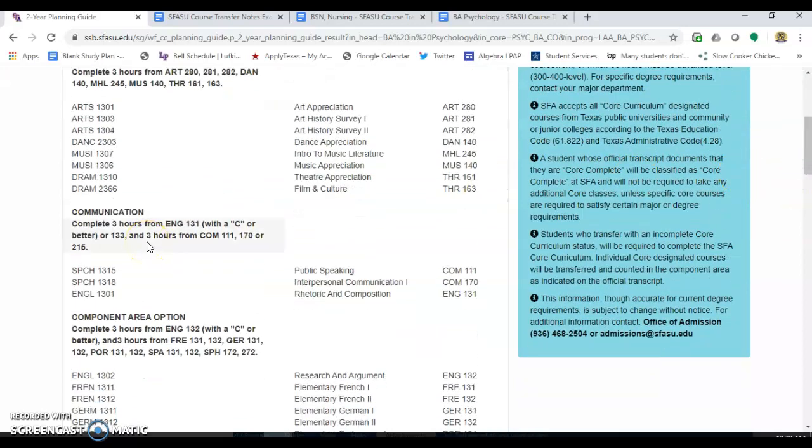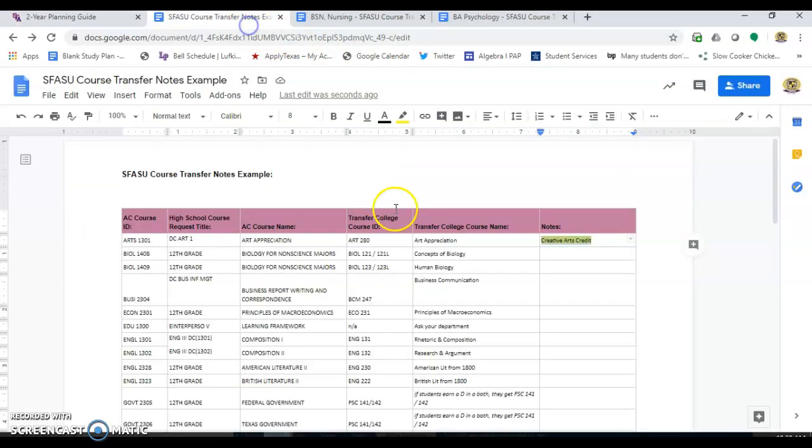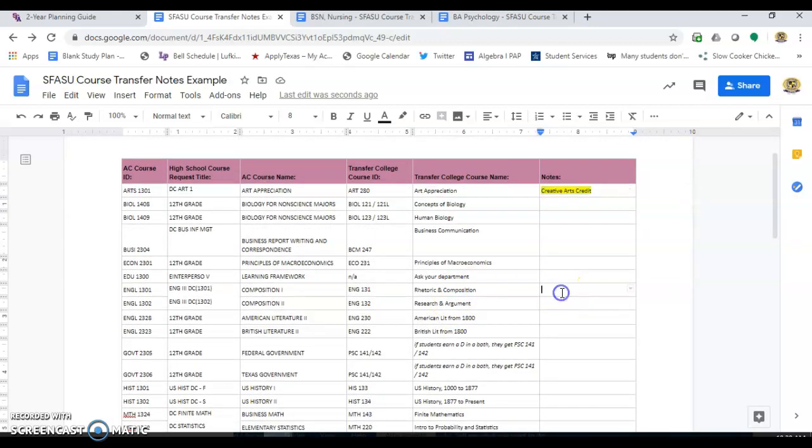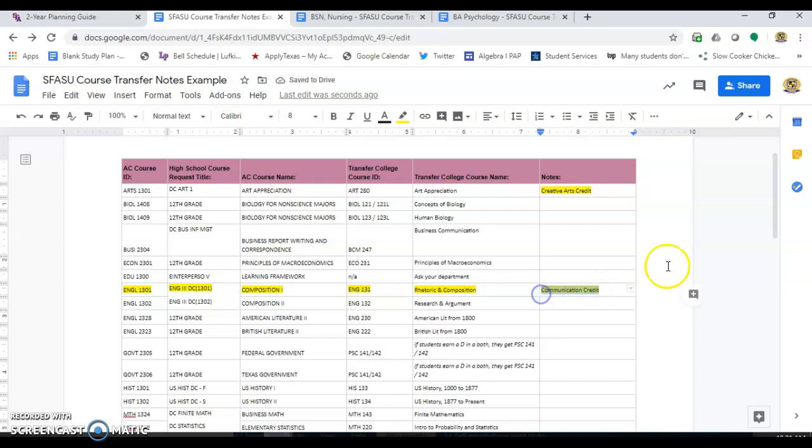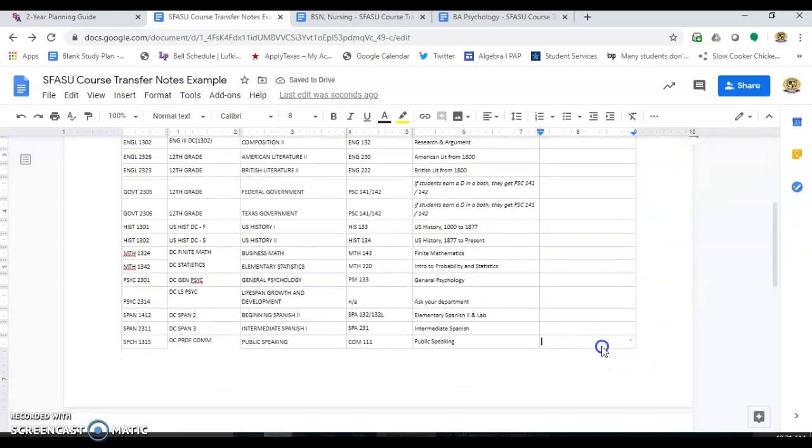Communications, you definitely want to make sure that you're reading this little subtext that says I need 3 hours from English 131, and I need 3 hours from either COM 111, 170, or 215. So we can go back over here and see, okay, we've got that 131 that is offered at high school. And so I can go ahead and get my communication credit out of the way while I'm still a Lufkin High School student. And then I can also get my public speaking credit out of the way while I'm still a Lufkin High School student.